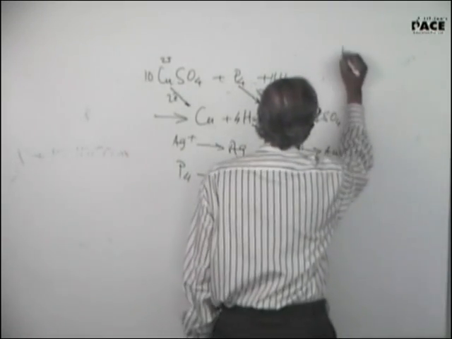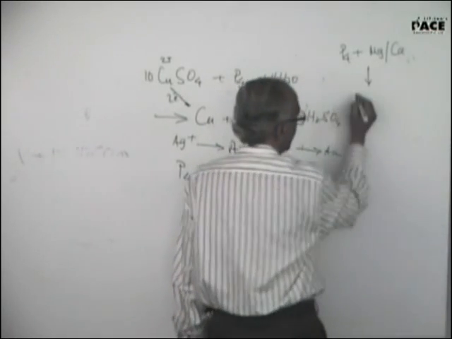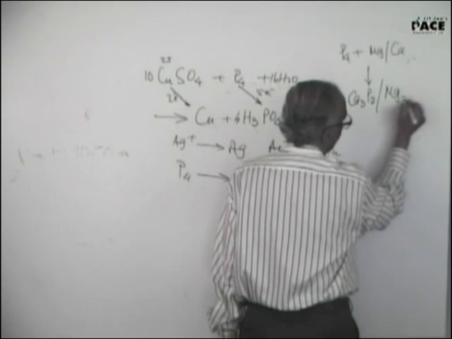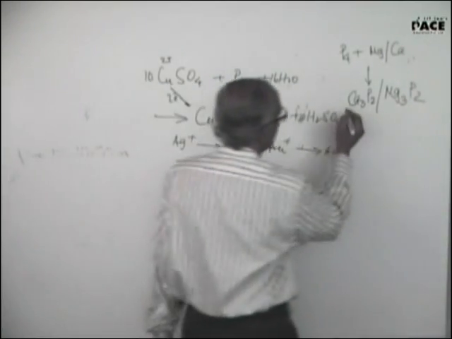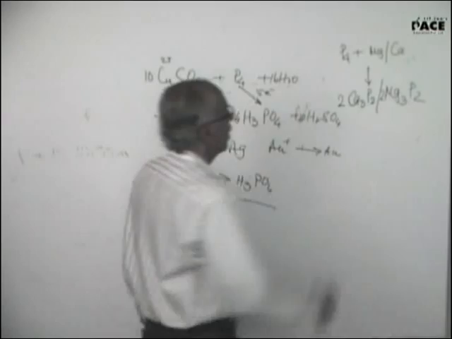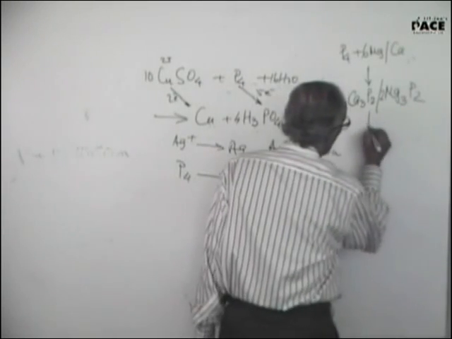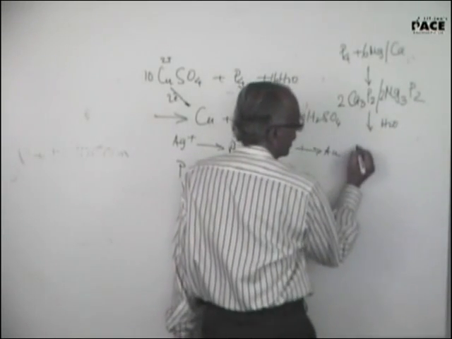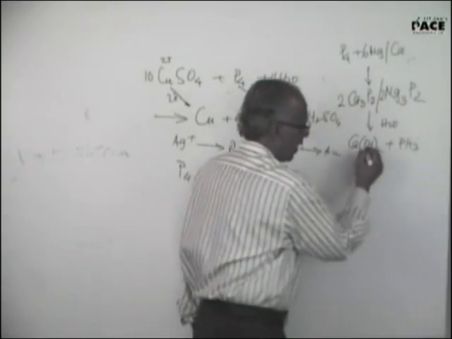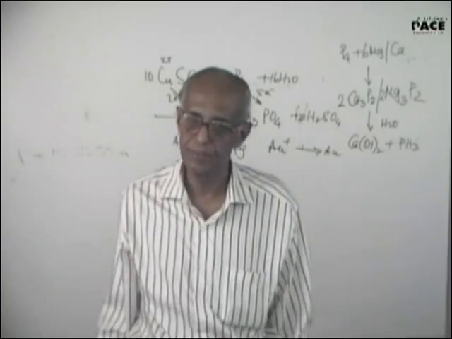Phosphorus, when you heat it with magnesium or calcium, you get calcium phosphide or magnesium phosphide. So 2 moles of calcium phosphide or 2 moles of magnesium phosphide will be formed, so you need 6 moles of magnesium or calcium. And this phosphide, when you react with water, will give you calcium hydroxide and phosphine. Magnesium will give me magnesium hydroxide and phosphine. Just like a nitride gives ammonia, phosphide gives phosphine.